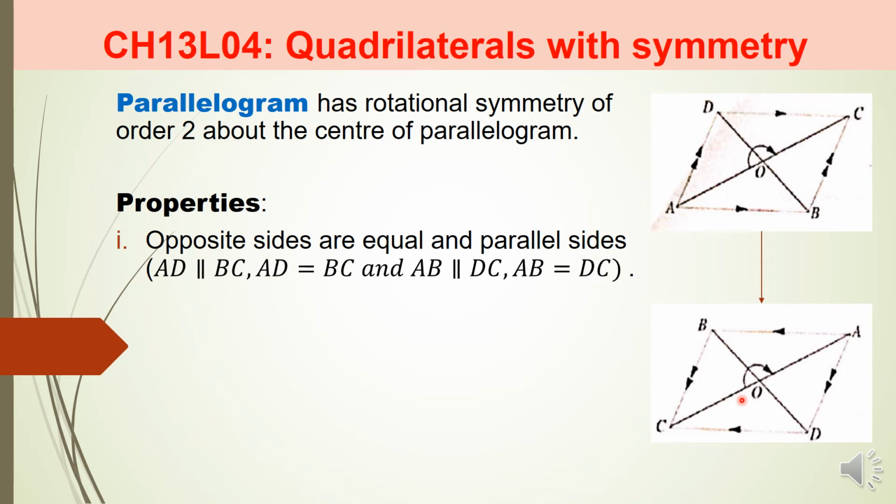So the property is that in a parallelogram, the opposite sides are parallel and also equal. Okay? So AD and BC are parallel and equal. Because if you look at these two figures, you will see that the side AD and the side BC coincide, so we can say parallel and also equal. And the same for DC and BA, they are equal and parallel.